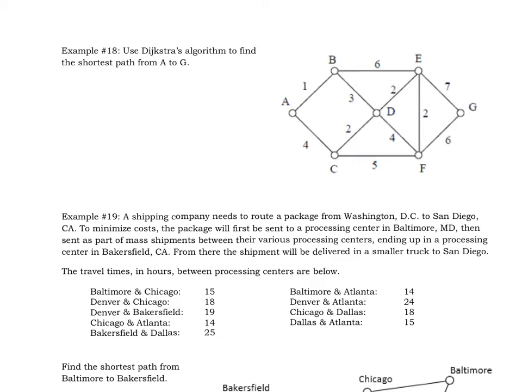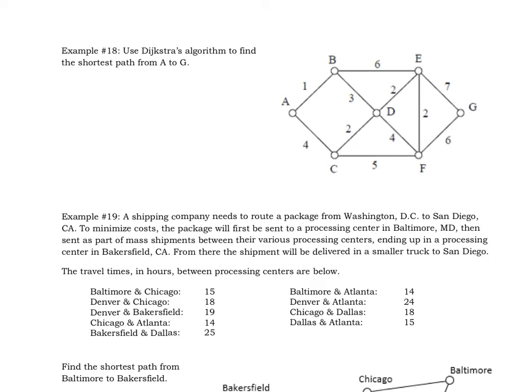Graph theory, example number 18. Use Dijkstra's algorithm to find the shortest path from A to G. So we have no context for this. We're just looking for the smallest number of units in the path from A to G.